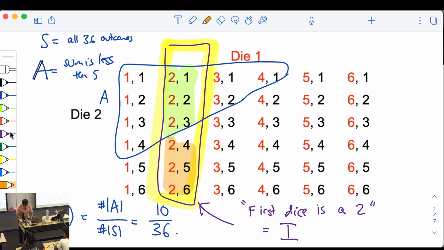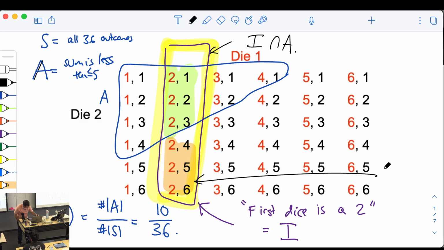So let's label these as well. So this one up here, this is I intersect A. This is where our information happens and we win the game. The sum is less than or equal to 5. And this is our information intersect not A. This set over here, down here in the orange, is where the information happened, but A complement happened. We lost the game, right?